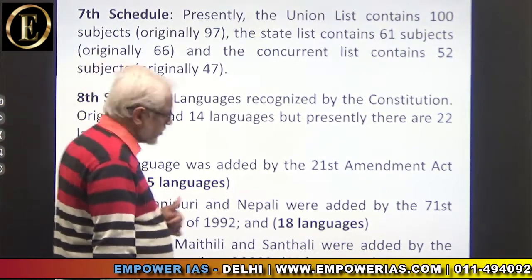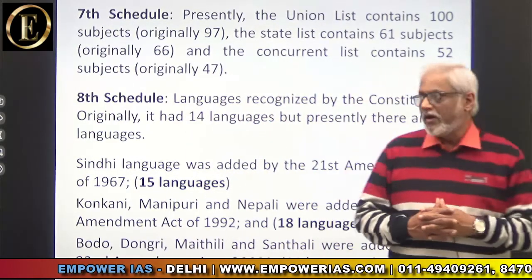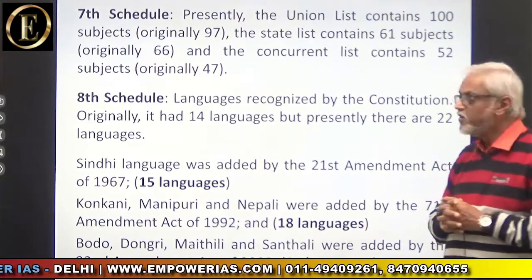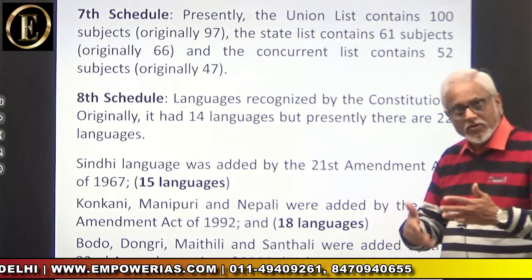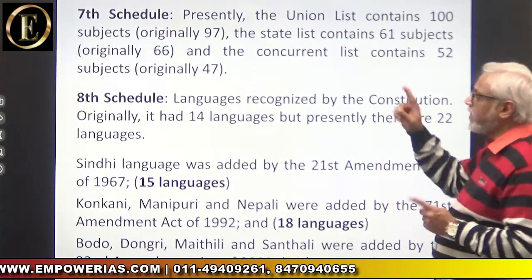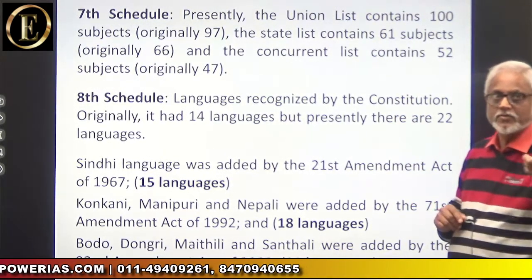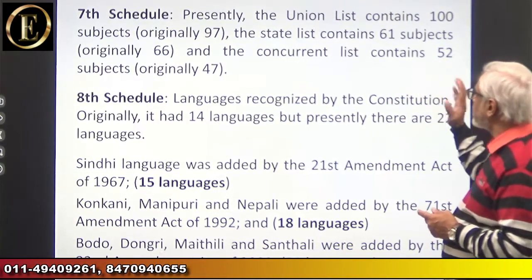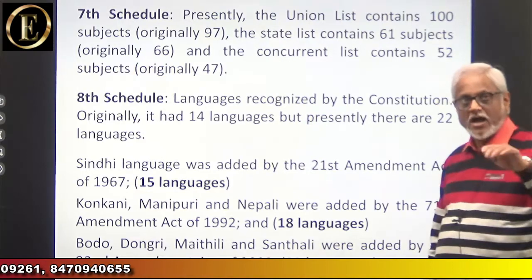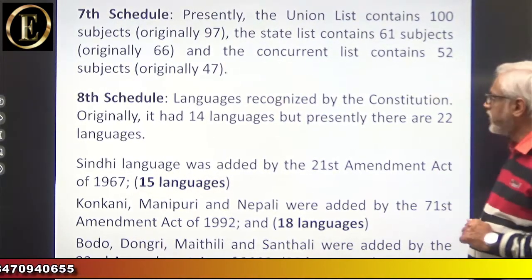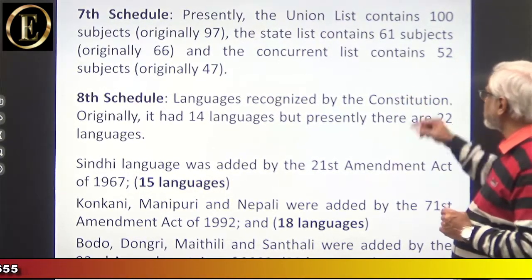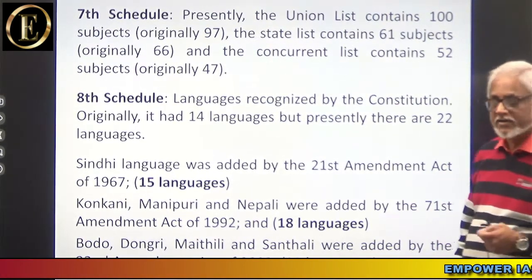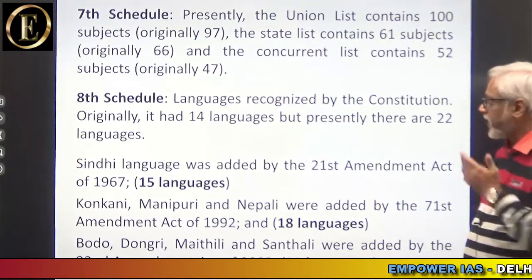Now what is the 7th Schedule? The 7th Schedule is very important in the sense that presently the union list contains 100 subjects. That means it has gone through several amendments at different times. Originally it was 97, so three subjects have been included in that list. The state list contains 61 subjects. Originally it was 66, so 5 have been taken away from it. And the concurrent list contains 52 subjects. Originally it was 47, so it has gained another 5 items.